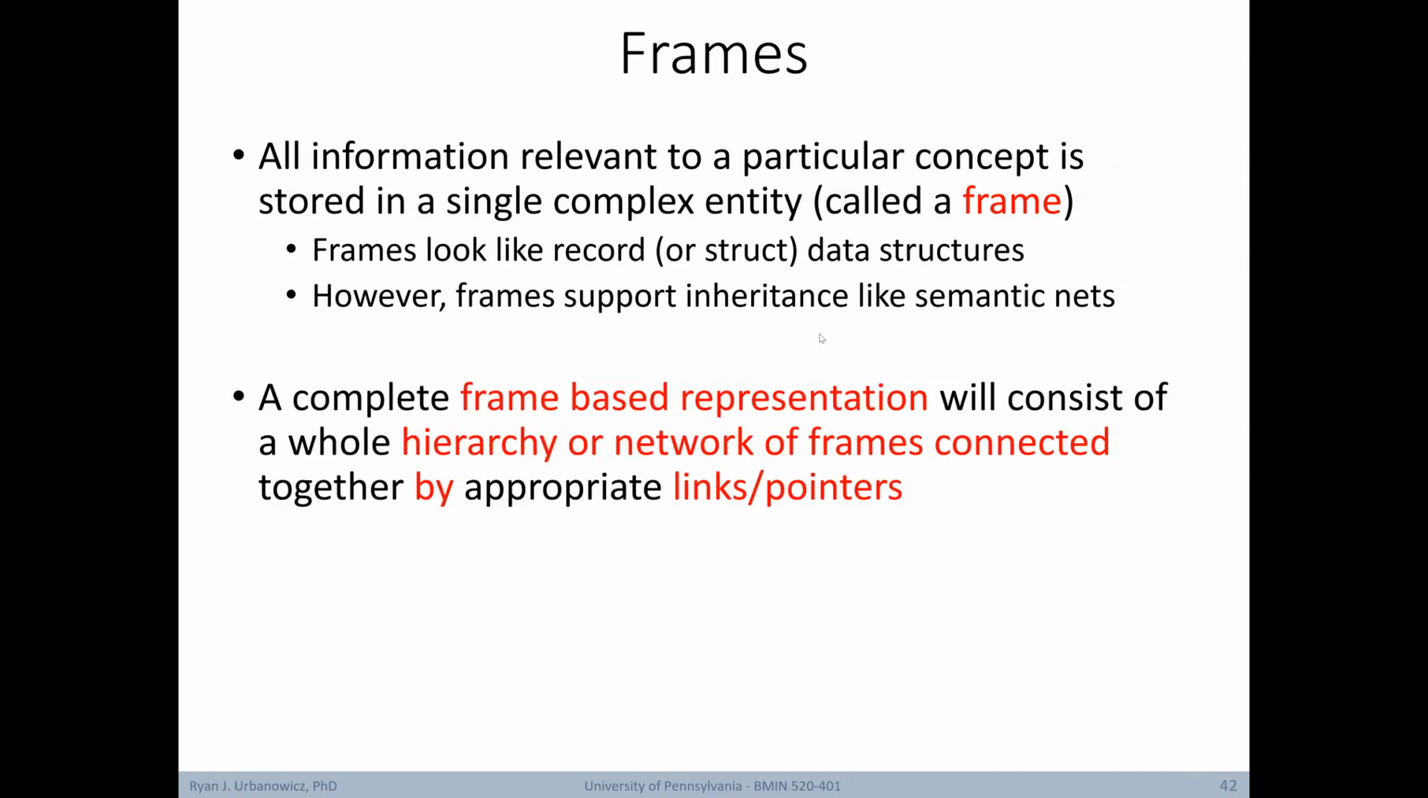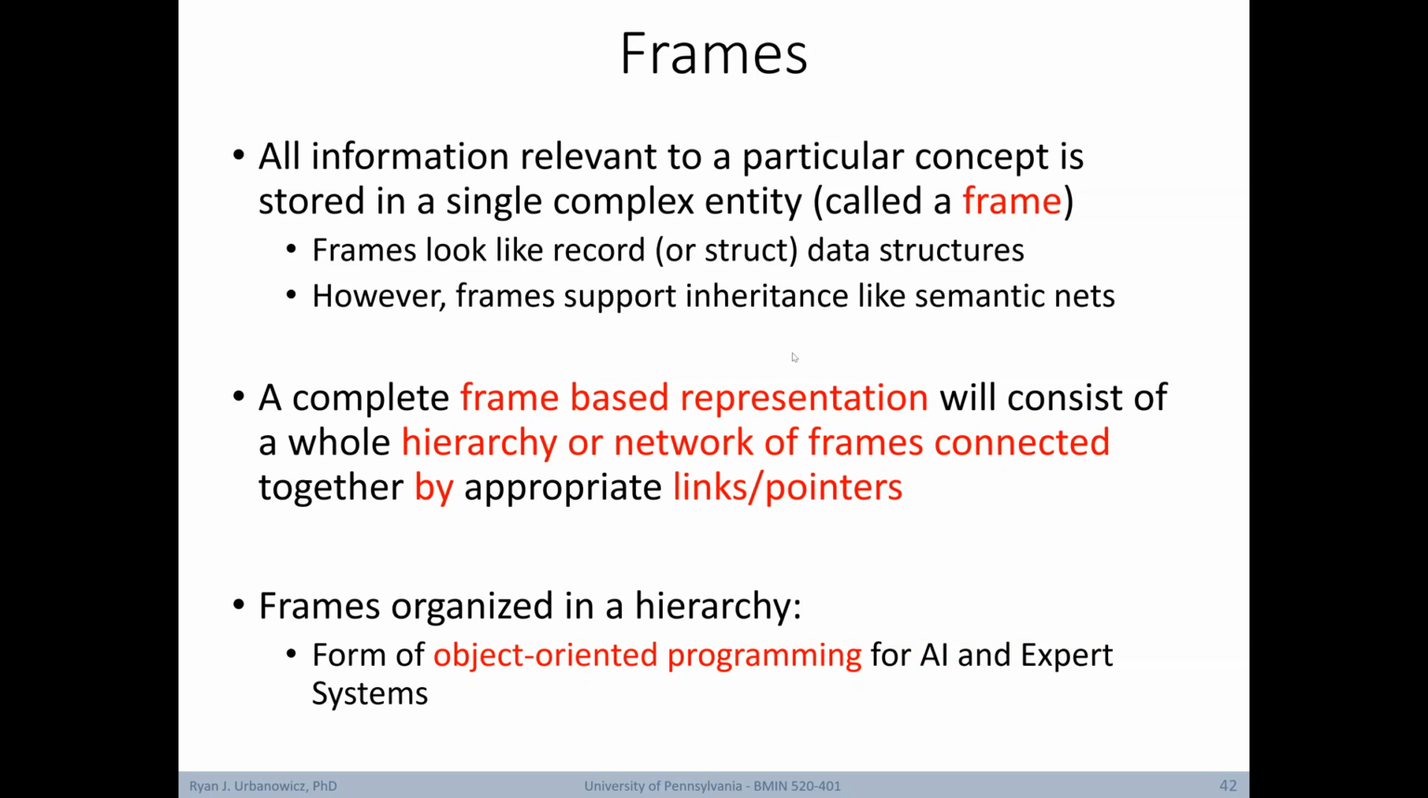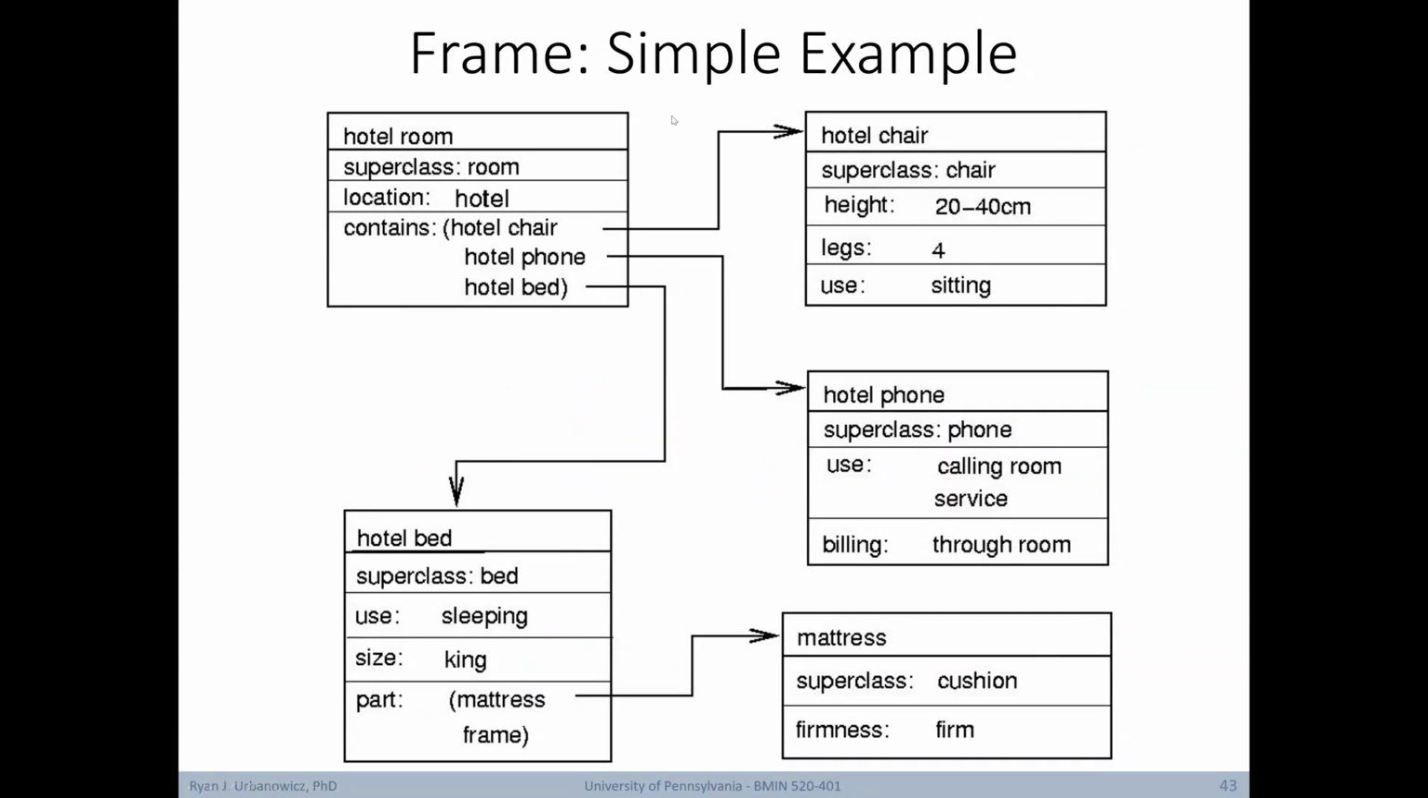A complete frame-based representation will consist of a whole hierarchy or network of frames connected together by appropriate links and pointers. At the end of the day, you can think of them as a form of object-oriented programming for artificial intelligence and expert systems. Here's a simple example of a frame representation. Every one of these boxes is a frame itself, where each frame has a variety of bits of information in it. Additionally, parts of a frame can be connected to other frames.